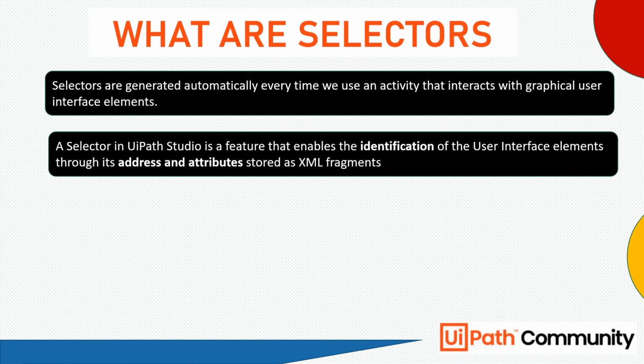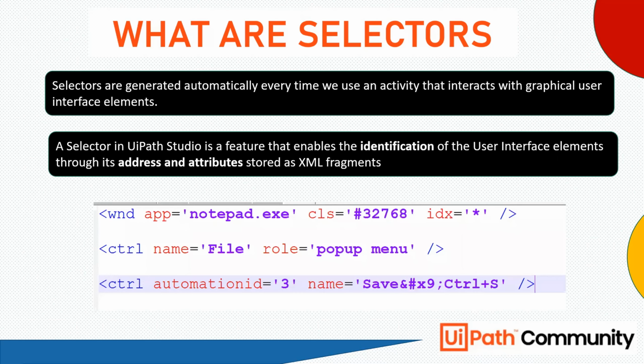A selector in UiPath Studio is an XML fragment. This is the selector for the notepad, and this is the selector for the file button. Notepad has something called file. So how does UiPath identify it? UiPath stores every piece of information in the form of XML. This is a question you might get in an interview: how does UiPath store the identification? It stores everything in the form of XML fragments, and this is the one.